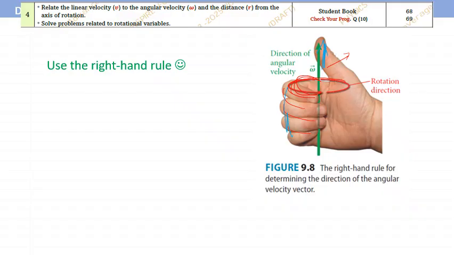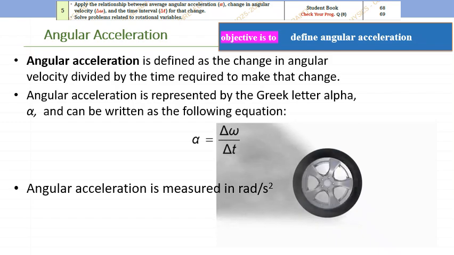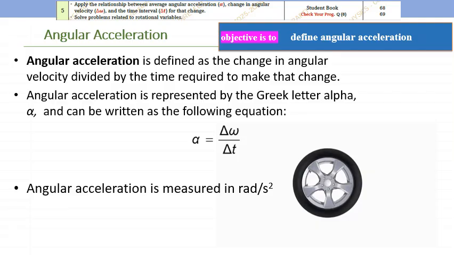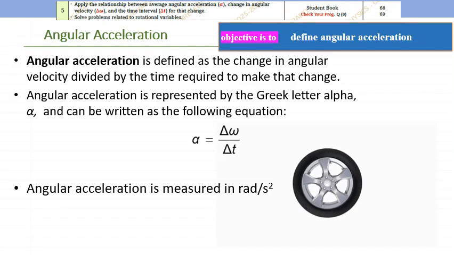Now let us go to the last concept. This is the fifth concept. We call it angular acceleration. Angular acceleration, as you can read over here, is the change in angular velocity divided by time taken. Angular acceleration is represented with the letter alpha and can be written as follows. This is the equation you can look at: alpha is equal to delta W divided by delta T. And as you see in the figure, the acceleration may be increasing the speed or slowing down.